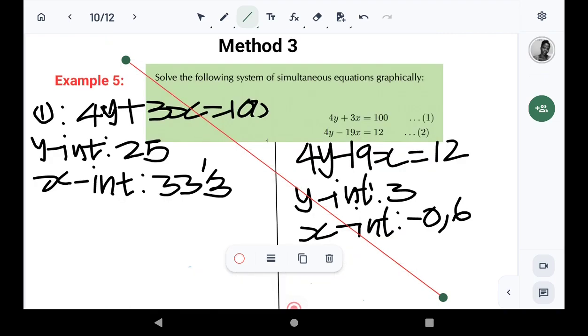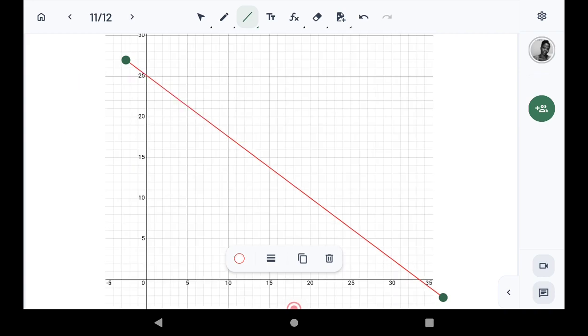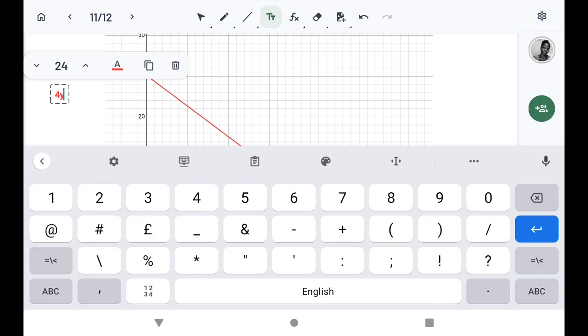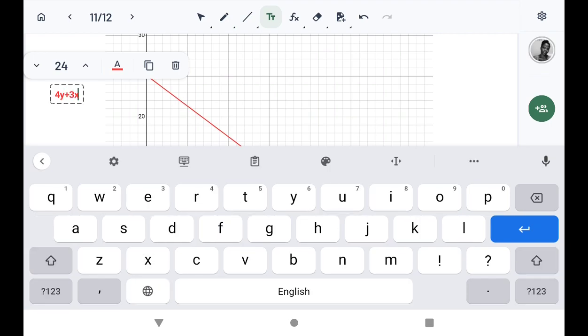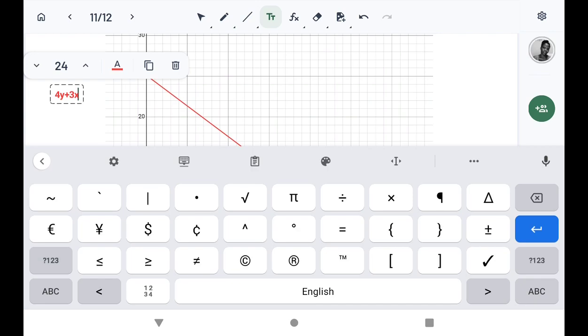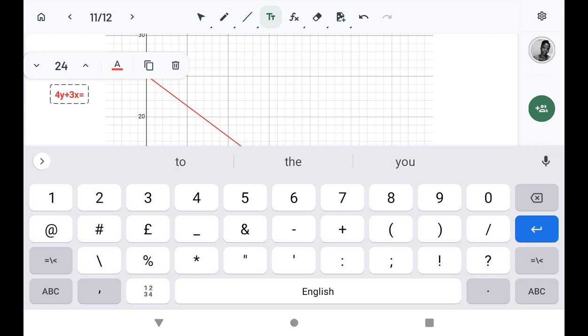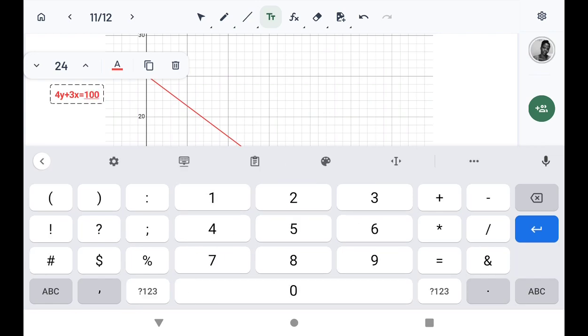The equation is 4y plus 3x equals 100. That's the equation here.